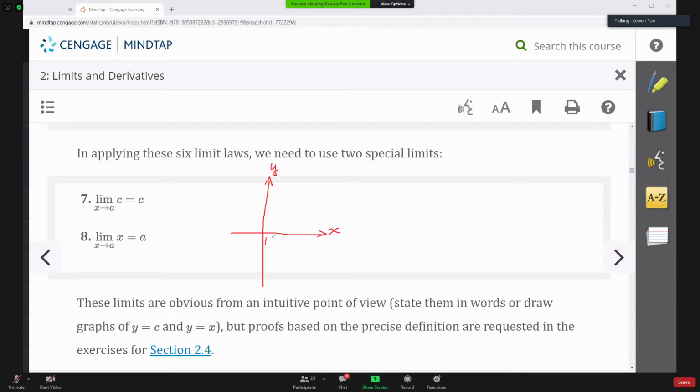And this is the origin. Now, this function is what? The function is y equals x, right? So you can sketch a 45-degree line, y equals x. It's a straight line, a 45-degree line, not x equals a. So suppose this is a.